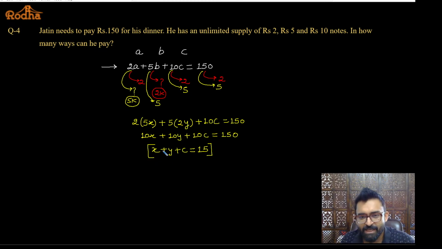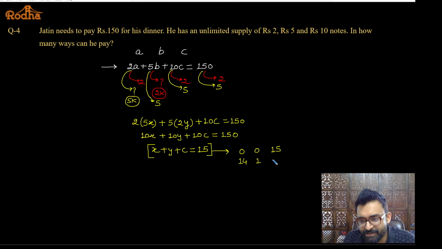Do you agree with this? It is saying that if you pay with 2 rupee notes, you need 75 notes, which is a multiple of 5. If you pay with 5 rupee notes, that is 30 notes, which is a multiple of 2. So that's what we have to keep in mind. So x plus y plus c is 15. What kind of solution am I looking for? Whole number solutions, because x can be 0, y can be 0, c can be 15. 0, 0, 15, perfectly alright? Yes or no?